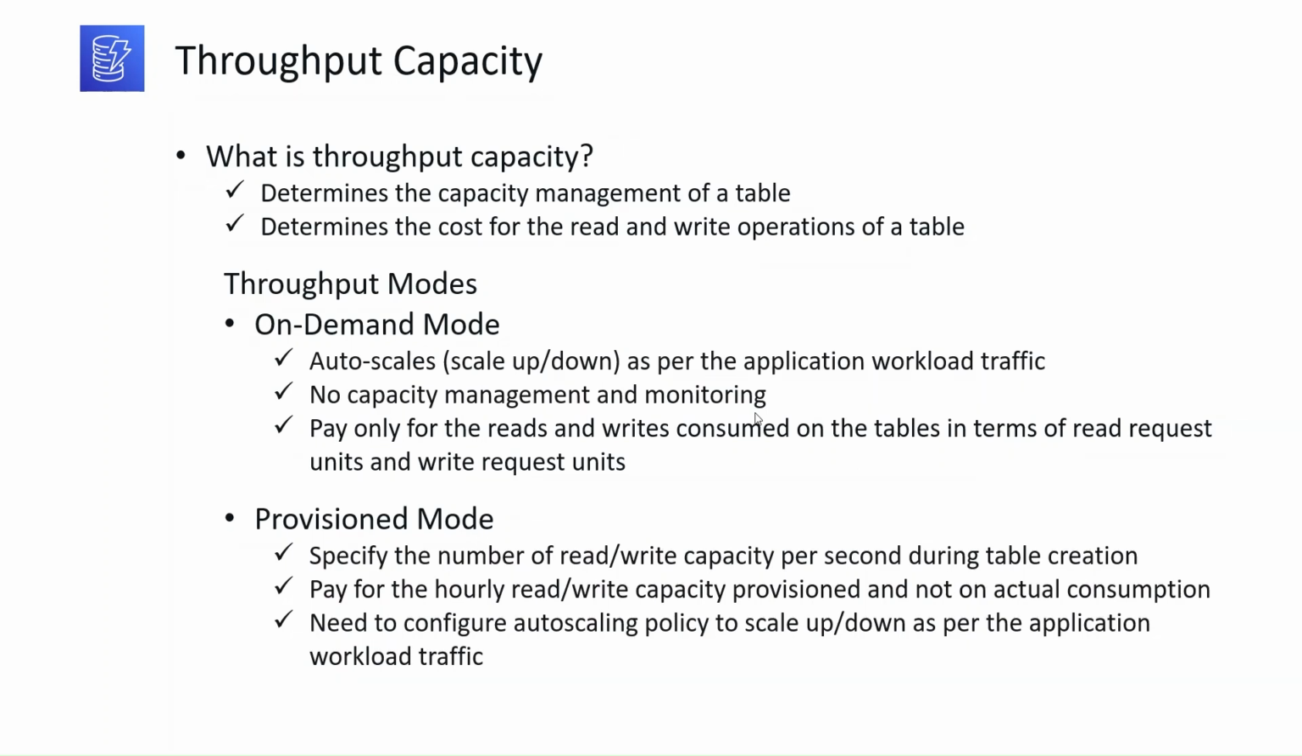In provision mode, we need to specify the table's provisioned throughput capacity during table creation, that is, the number of read or write capacity per second. The cost is calculated as pay for the hourly read or write capacity provisioned, not actual consumption. We need to manually configure the auto-scaling policy to scale up or down as per the application workload traffic.